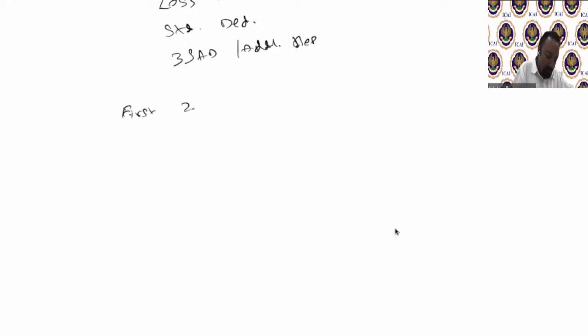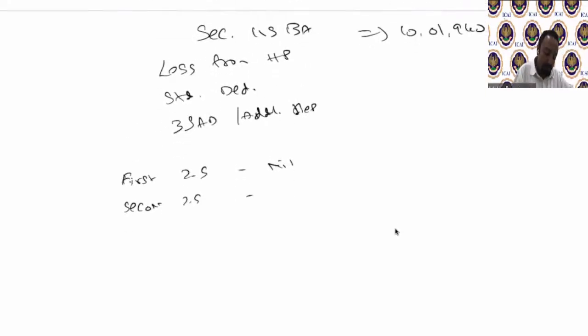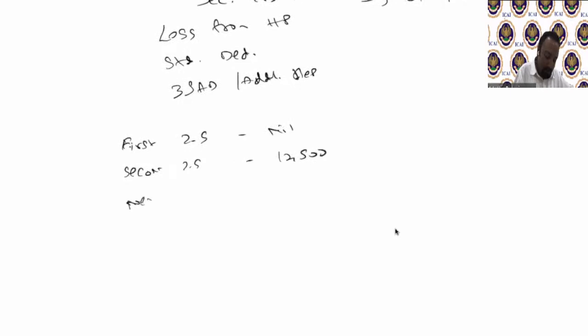So the tax will be: first 2.5 is nil. Second 2.5 is 5%, so 12,500. Next 2.5 is 10%, so that becomes 25,000. So with this you have what? 2.5, 5, 7.5. Then you have 10. So for this, next 2.5, you have 37.